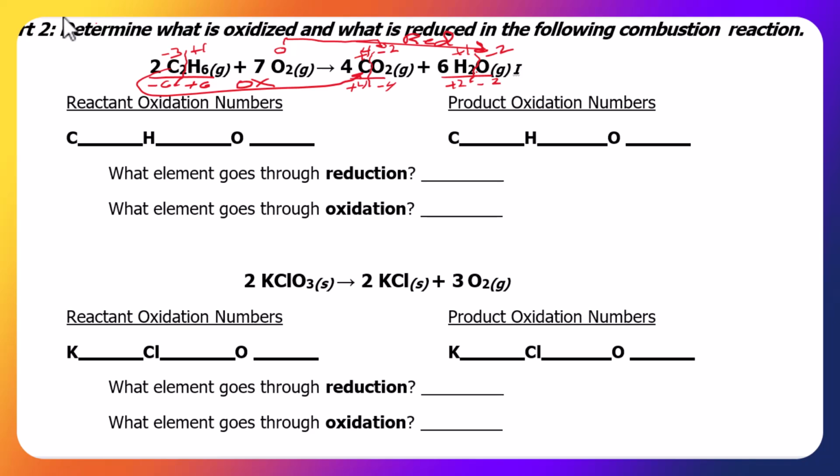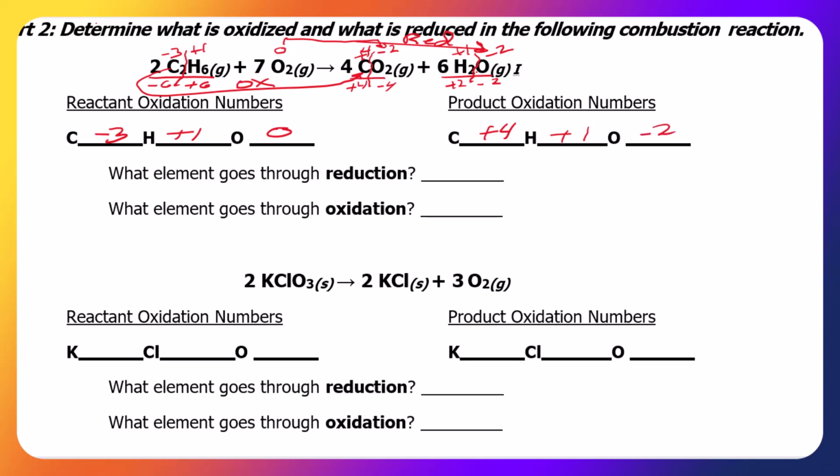Okay, so let's take a look. Carbon over here is -3, hydrogen +1, oxygen starts out at 0 with the 7 O2s over there. On the product side, carbon is a +4. It has been oxidized, at least the carbon on the reactant side has been oxidized to a +4. Hydrogen again is +1, and oxygen is a -2.